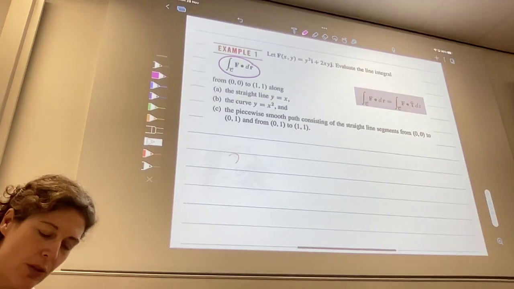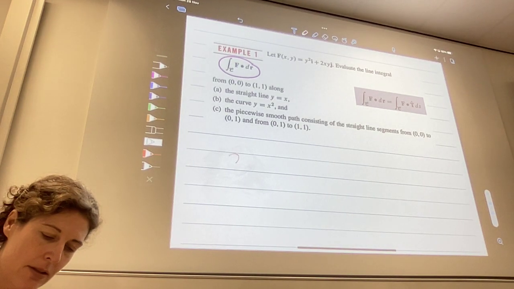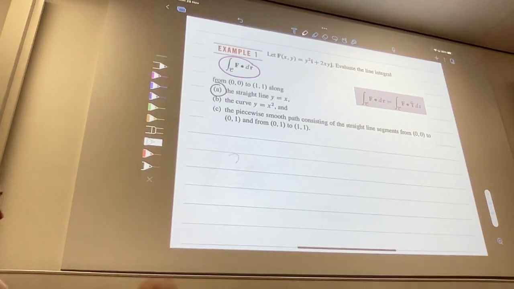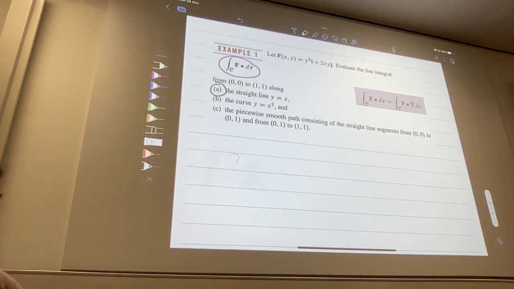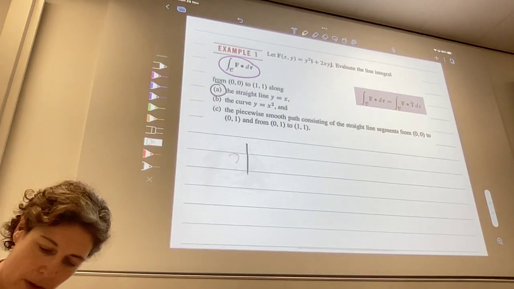So we're told that the first one that we're having a look at is we want to do this integral on the straight line y is equal to x. So let's just draw a little picture of what we're doing.